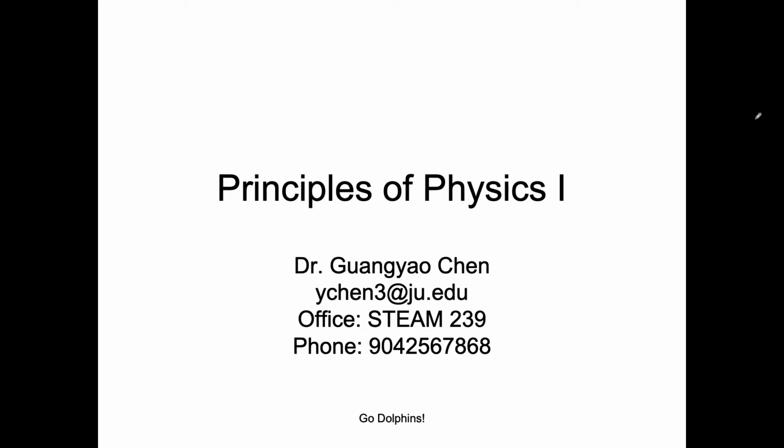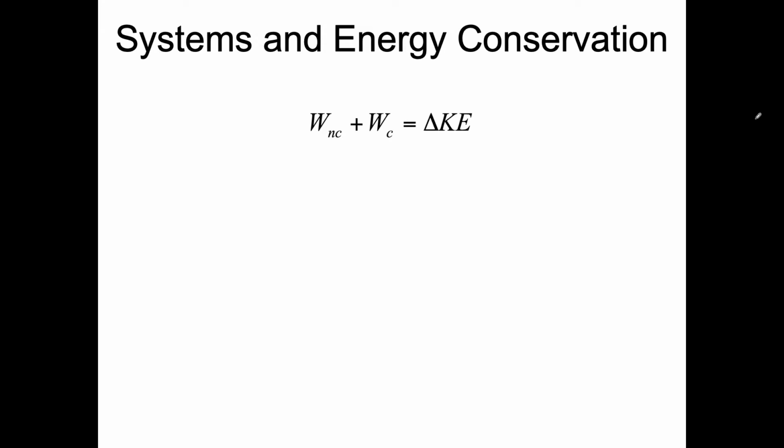So we're going to talk about the more general case of energy conservation. We start from the work-energy theorem. The total work done on the system equals the change of kinetic energy. The total work can be divided into two parts: work done by non-conservative force and work done by conservative force. If the work done by non-conservative force is zero, and only conservative force does work, then mechanical energy is conserved.